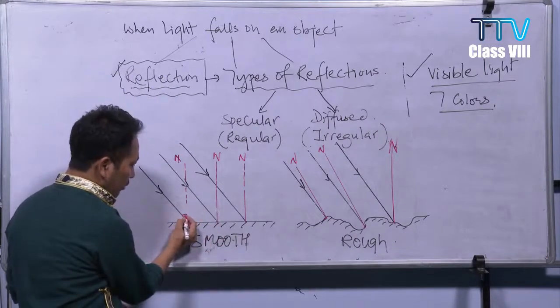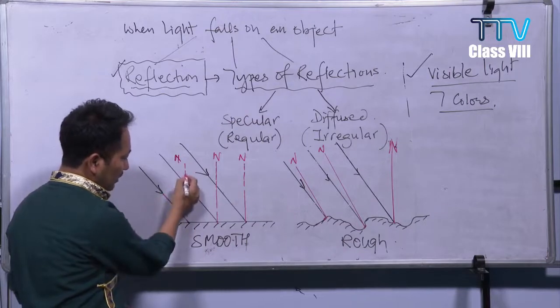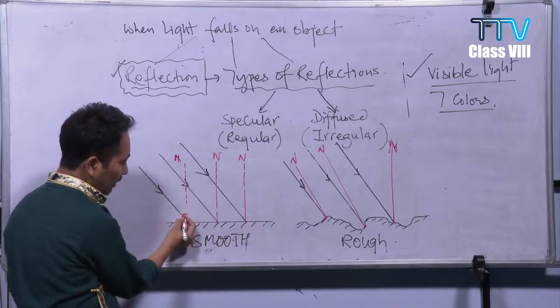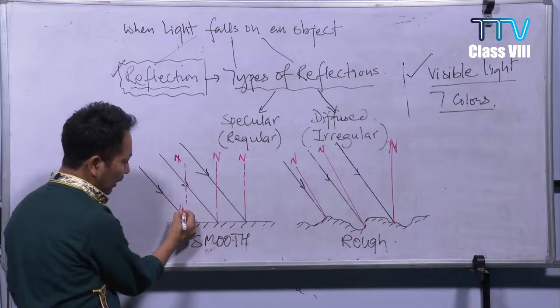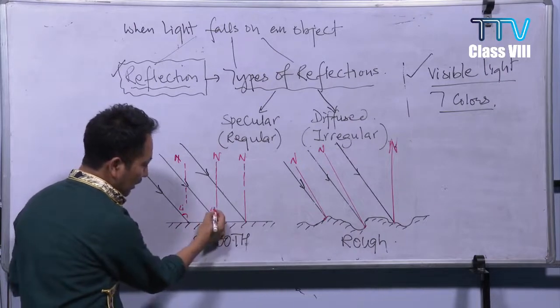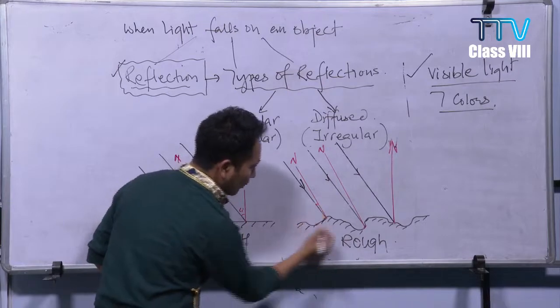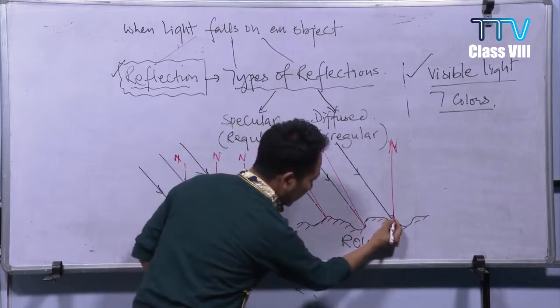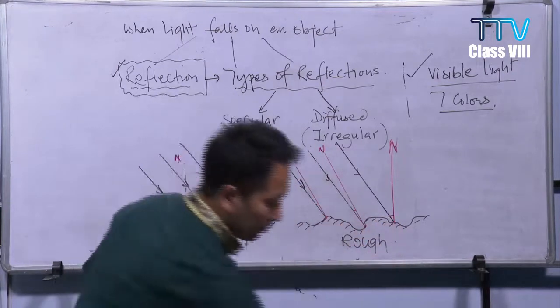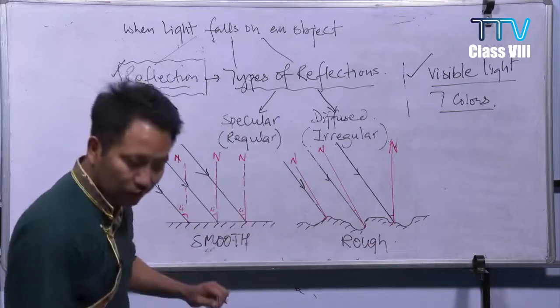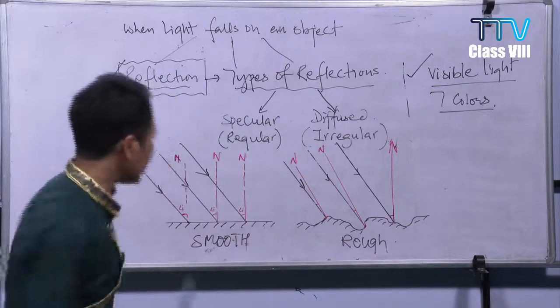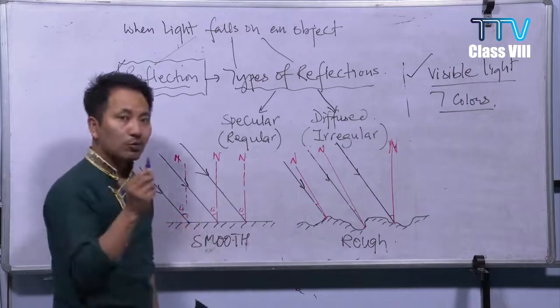What is this angle called? If this is the incident ray and this is the normal, the angle between the normal and the incident ray is called angle I, right? And this is the angle I, this will be angle I. What does the law of reflection say? Angle I is always equal to angle R.